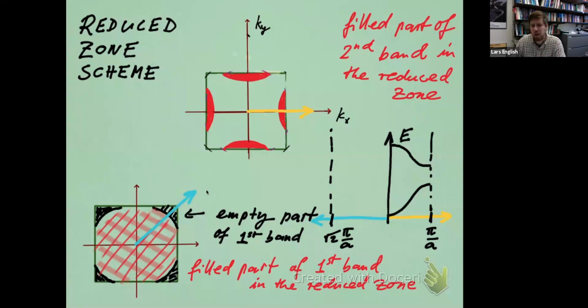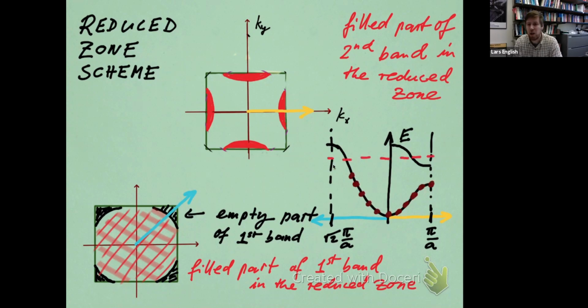What about if I go in the diagonal direction? What happens there? Well, a similar thing, right? I wouldn't really get to the edge of the zone until I cross square root of 2 pi over a, and then things would get folded back in.